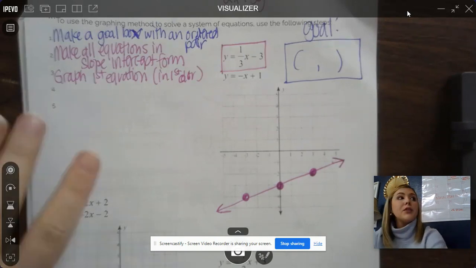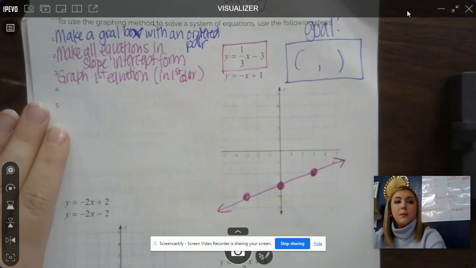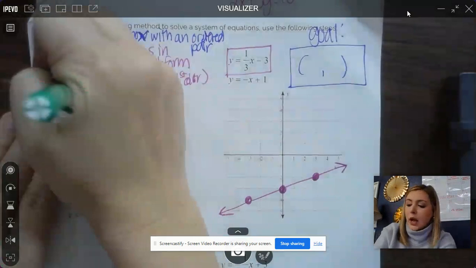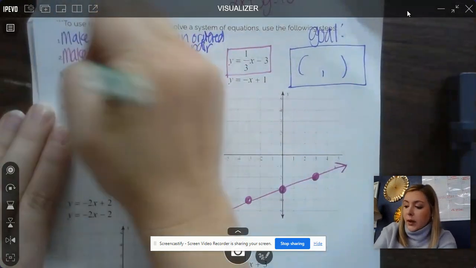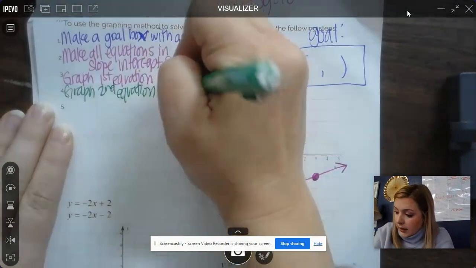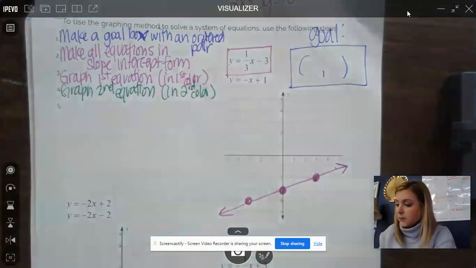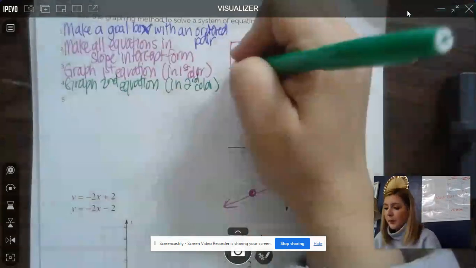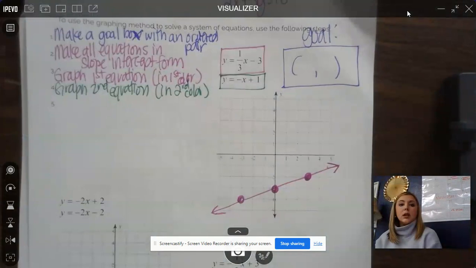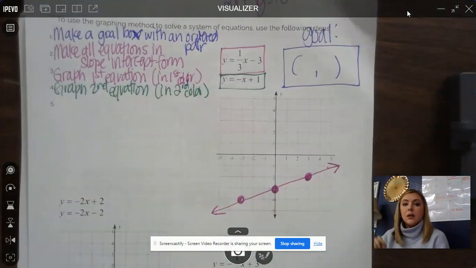I'm going to write my fourth step of criteria. What do you think I'm going to write? Graph second equation in second color. Beautiful, Chris Rudy. Graph second equation in second color. I'm going to go draw a box on that equation so I know exactly what color I'm in this equation with. Okay? You ready to graph?